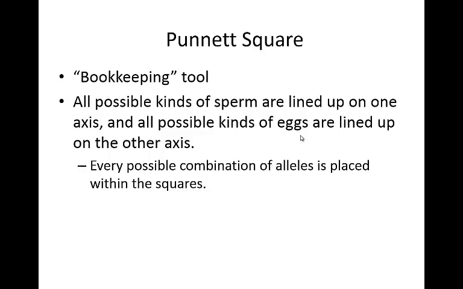So when we're doing crosses between single traits in particular, we're going to use a Punnett square. Now, a Punnett square is just a bookkeeping tool, and what we're going to do is put all possible different kinds of sperm lined up on one axis, and all the different possible kinds of eggs are going to be lined up on the other axis. And so the goal behind this is to create every possible combination of alleles between the two parents so that it's placed within the squares.